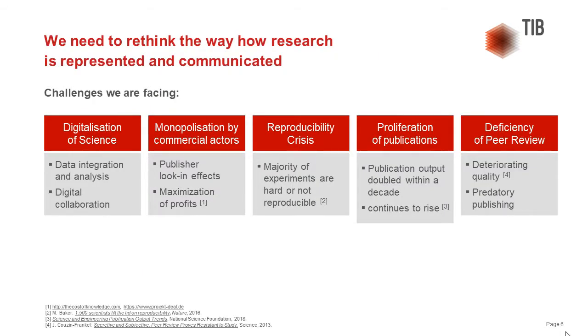So we need to rethink the way research is represented and communicated, and we currently face a number of challenges. If you look at scholarly communication, we have a monopolization by commercial actors, there's a reproducibility crisis, we have proliferation of publications, we have a deficiency of peer review. So these are all symptoms, from my perspective, of the inadequacy of the methods of scholarly communication which we are currently using.